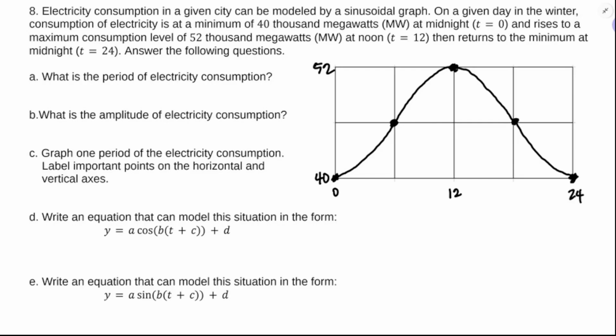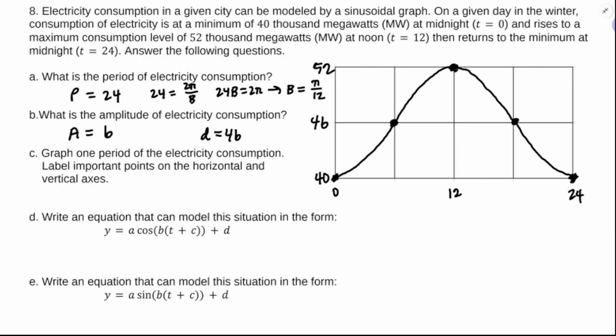So halfway between 40 and 52, that's a distance of 12, would be 6. So 46 is the midline. All right, so I'm going to say d equals 46. The distance from the midline to each of the extremes is the amplitude, which is 6. The period is going to equal 24 hours. It's going to be 2 pi over b. Okay, 24b equals 2 pi, and so b will be 2 pi over 24, which is pi over 12.